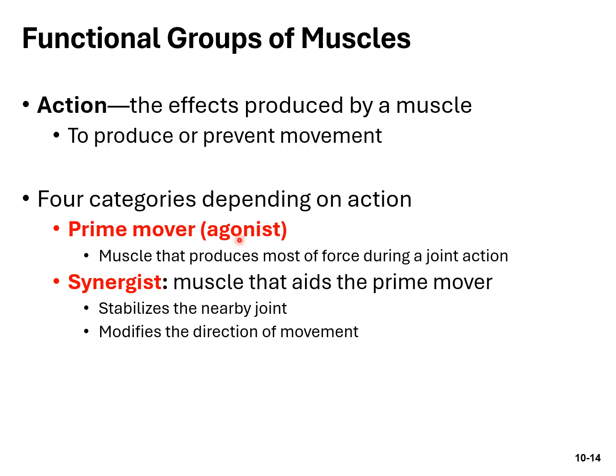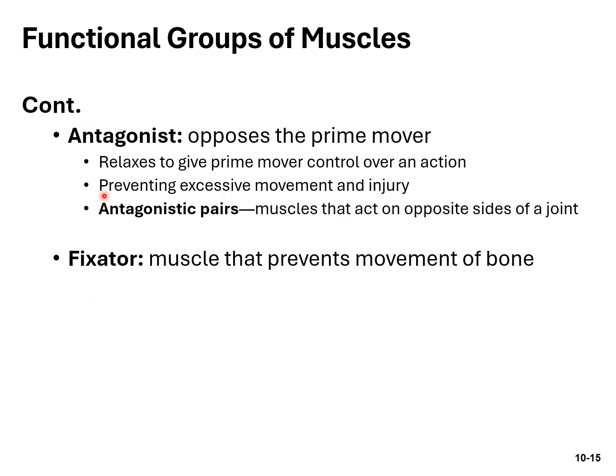The prime mover is going to be the main force actor on that particular joint. Prime mover or agonist is the one doing most of the movement. Synergists are going to help out. They're going to aid the prime mover. They stabilize the nearby joint. They modify the direction of the movement to kind of help out. Antagonists are going to oppose, which means they're going to kind of either relax when the prime mover is working, and then you also have a muscle that can fix, that prevents the movement of the bone.